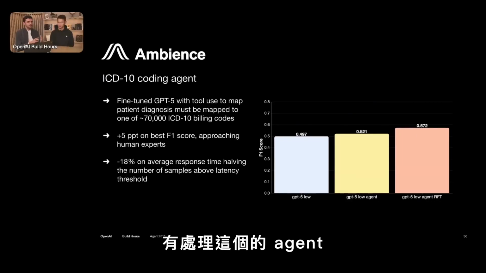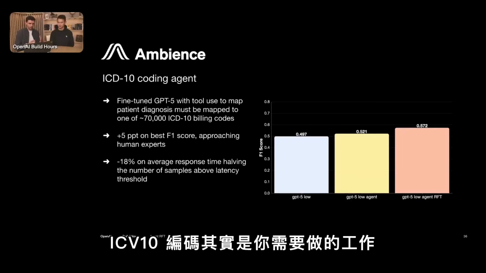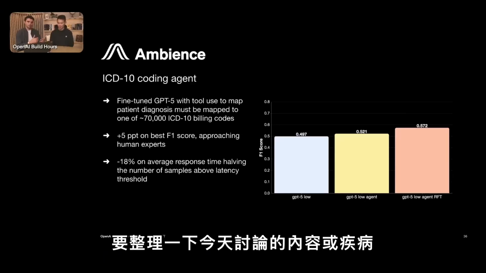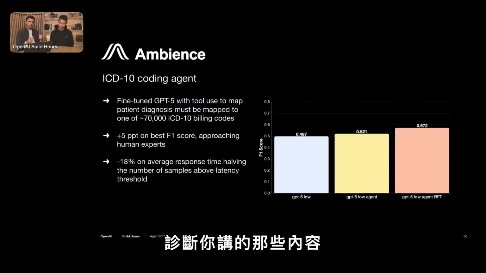And ICD-10 coding is actually the work that you have to do when you want to do billing after a session with a patient, and you have to map the topics or the illnesses, the diagnosis actually, of what you've discussed with some codes. And those codes are very precise, and there are like 70K of these codes. So it's quite a hard task.